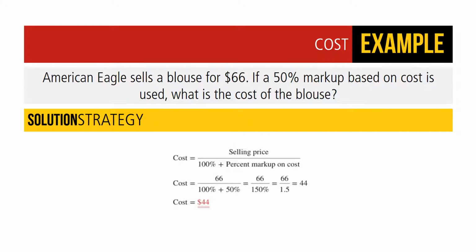Let's kick the tires with an example. American Eagle sells a blouse for $66. If a 50% markup based on cost is used, what's the cost of the blouse? Our solution strategy is as follows. Remember, cost equals selling price over 100% plus markup based on cost. So we take our $66 selling price and put it over 100% plus the 50% markup. That means we have $66 over 150%, or 66 over 1.5. That gives us a total cost of $44.